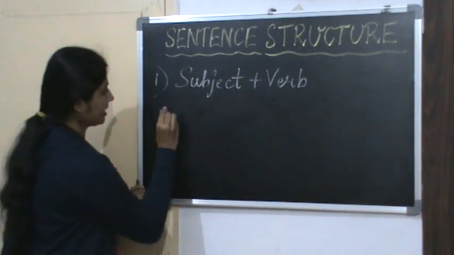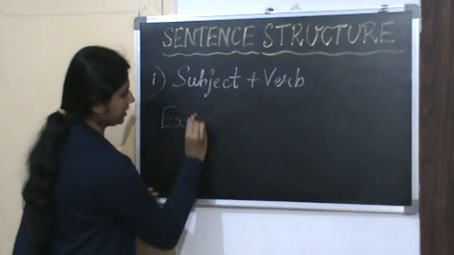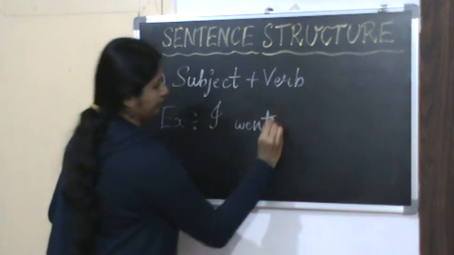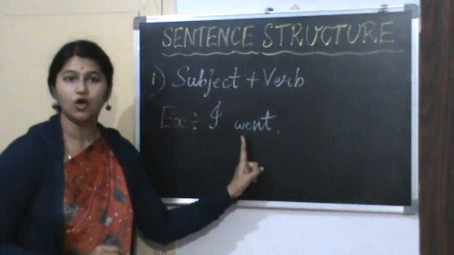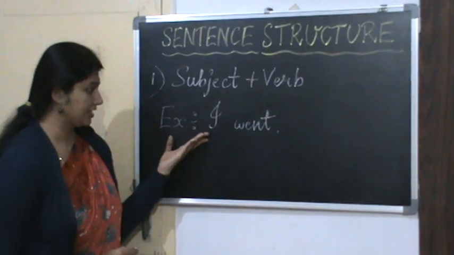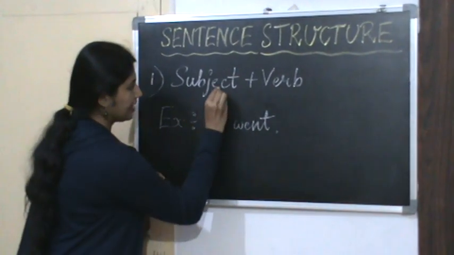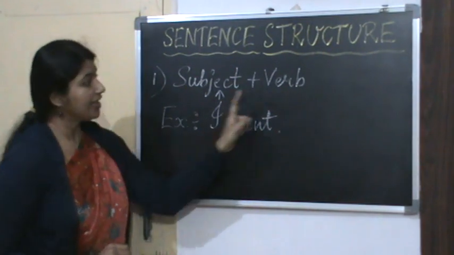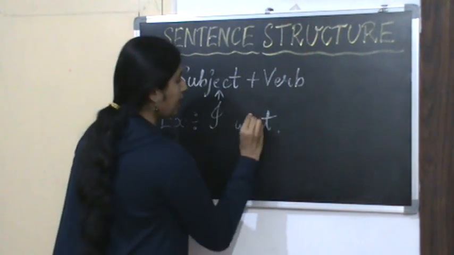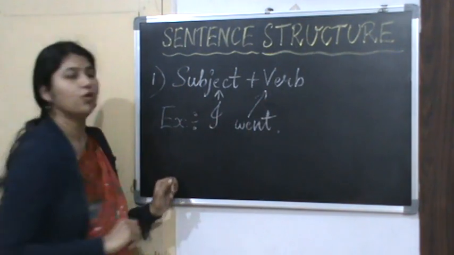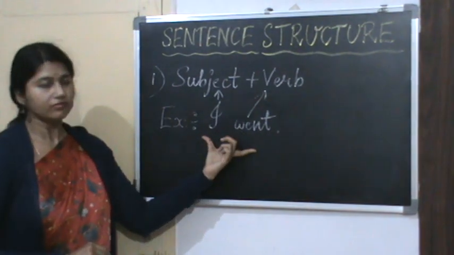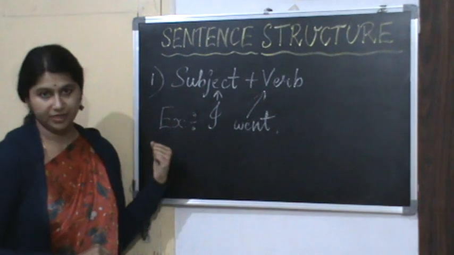Let me give you an example here. Let me write: I went. ನಾನು ಹೋದೆ. ಓಕೆ, ಇಲ್ಲಿ ಯಾರ ಬಗ್ಗೆ ಹೇಳ್ತಾ ಇದ್ದೀವಿ? ನನ್ನ ಬಗ್ಗೆ ಹೇಳ್ತಾ ಇದ್ದೀವಿ. I, isn't it? So I is the subject. ಏನು ಮಾಡಿದೆ ನಾನು? ಹೋದೆ ಅಲ್ವಾ, ಇದೇ ನಾನು ಕ್ರಿಯೆ ಮಾಡಿದ್ದು. ಹಾಗಾಗಿ went is the verb. ಗೊತ್ತಾಯ್ತಾ? So very basic, this is subject plus verb.